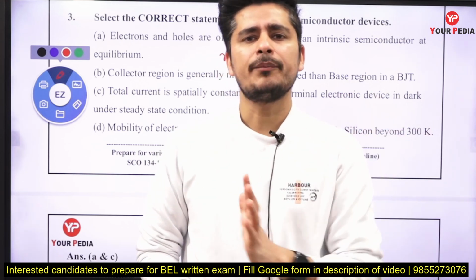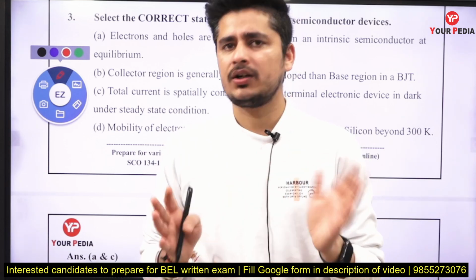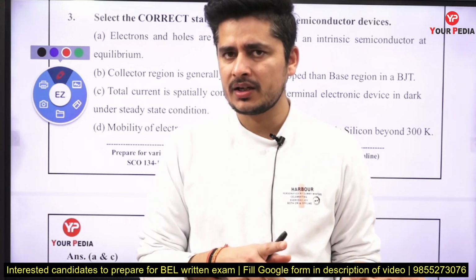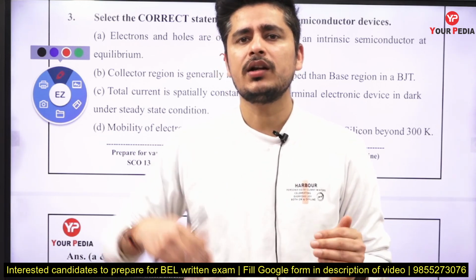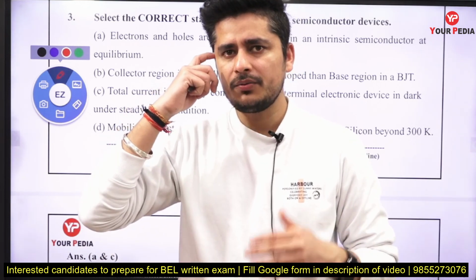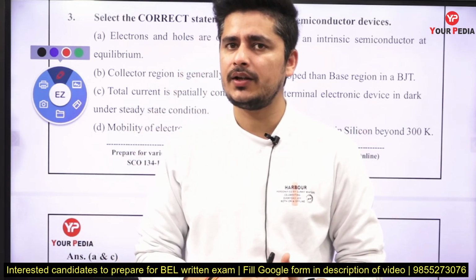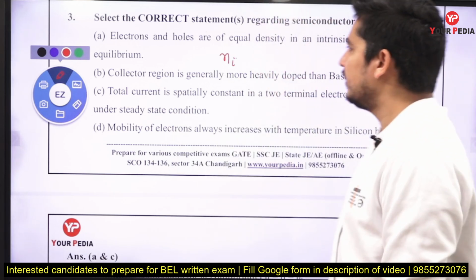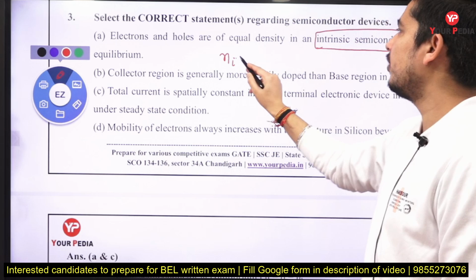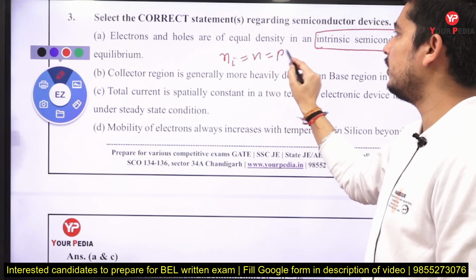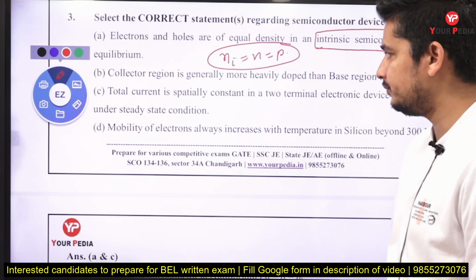So what you are seeing is, inside the pure semiconductor, if we increase the temperature, the covalent bonds break and electron-hole pairs are generated, but the number of electrons and holes remain equal, because if one covalent bond breaks, one electron and one hole pair is generated. So inside the pure or intrinsic semiconductor, the number of electrons and the number of holes are equal, and they are equal to ni, the intrinsic carrier concentration.